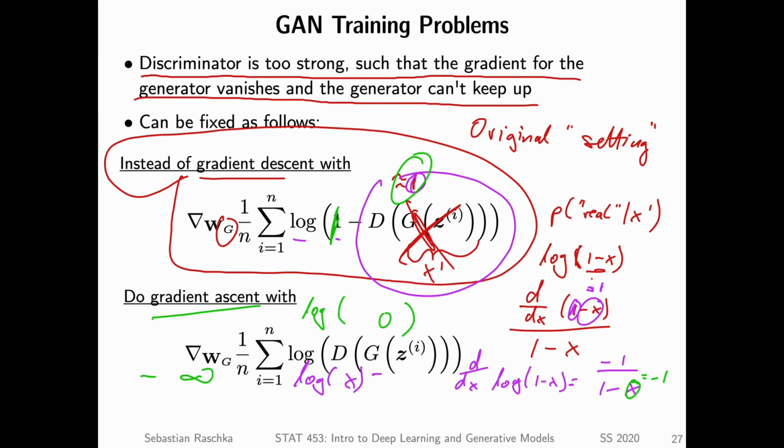The derivative of log x is 1 over x. So we will have a much stronger gradient if we have something that is close to 0 in that case. If we have something close to 0, that will be a very large term. We can't have exactly 0 here, because then we would have a division by 0 error. But by this simple trick, by just dropping this term and replacing gradient descent with gradient ascent here, we can actually fix this slow learning problem when the discriminator is too strong in the beginning. So that is one little trick we can apply.